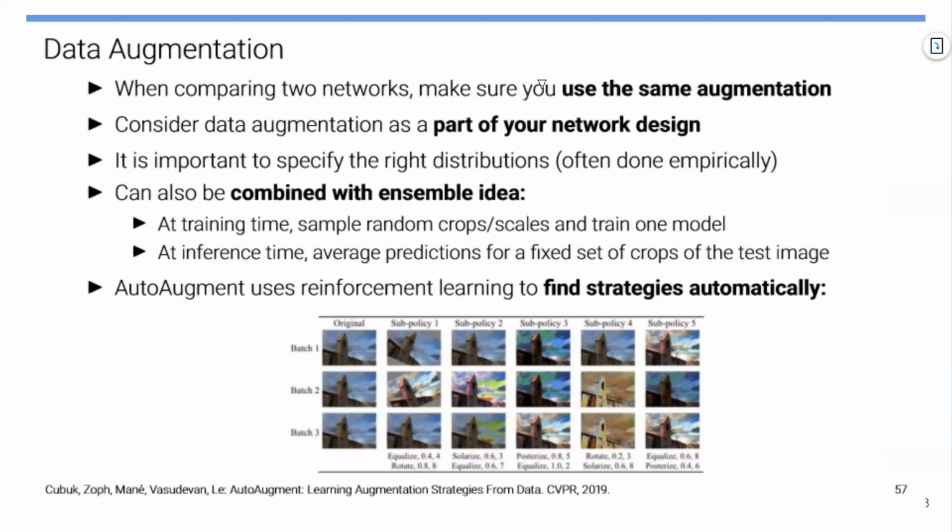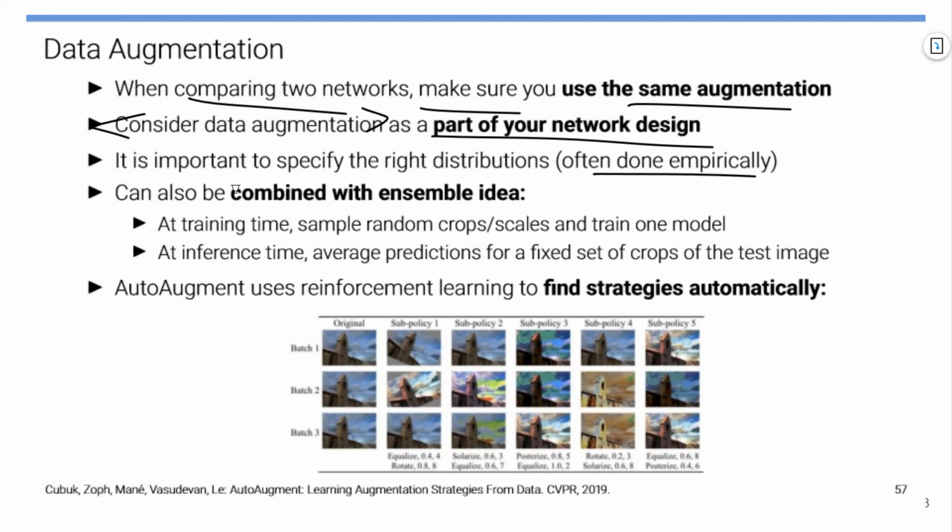However, there are some things you need to keep in mind when you're applying data augmentation. When comparing two networks, make sure you use the same augmentation. And you should consider data augmentation as a part of your network design because it could affect the performance of the network. And it is important to specify the right distribution. However, this is done empirically, but not theoretically.